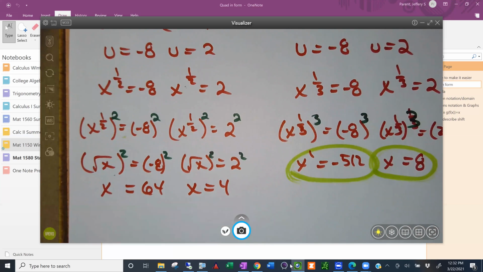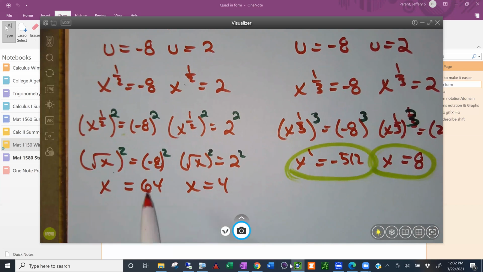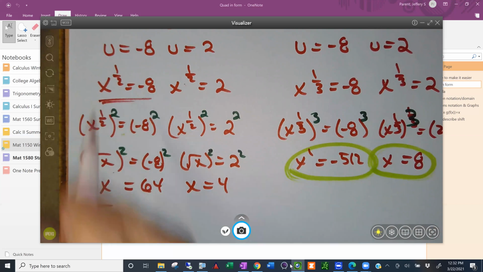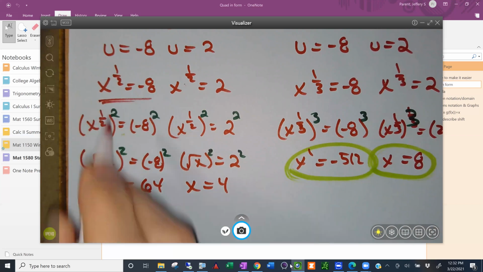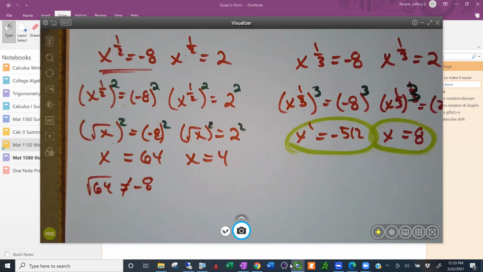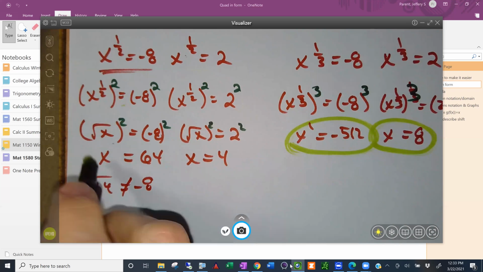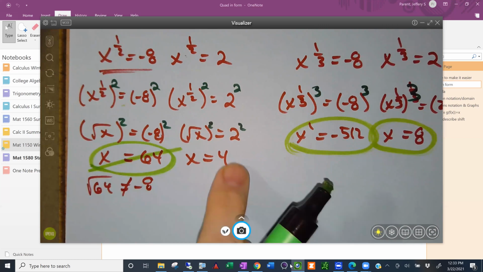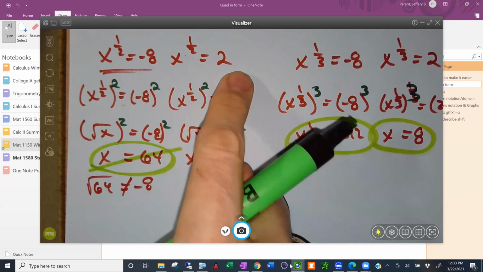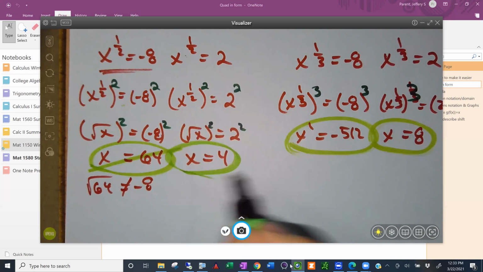Bonus points. Because if you try checking it, let's look back up here. That's really the square root of 64, or square root of x, in this case 64, but that doesn't equal -8. So we have to throw that solution out. That's an extraneous solution. Now, if I do take the square root of 4, square root of 4 will give me 2. That one works, but this one doesn't.